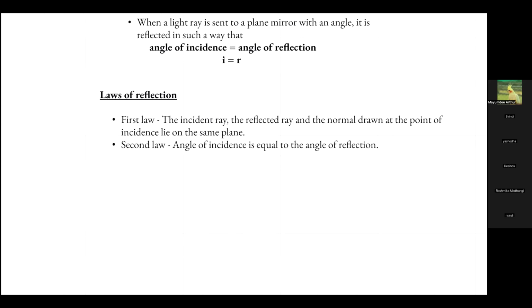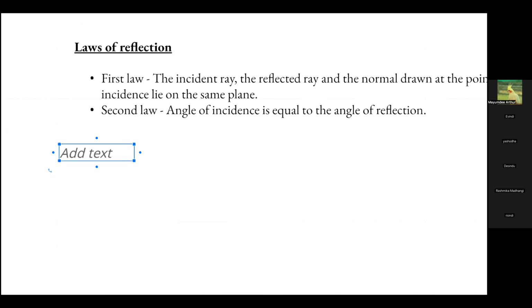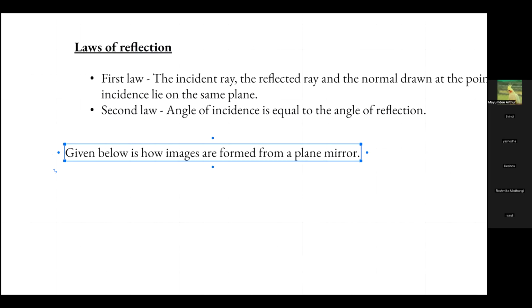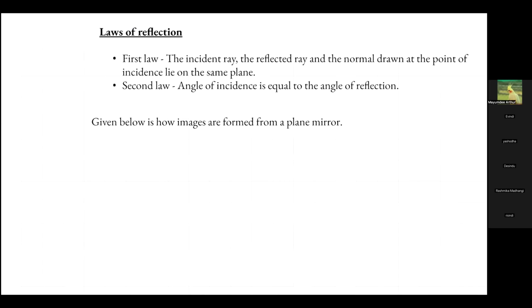Okay. Now, given below is how images are formed from a plane mirror. Can you see? Given below is how images are formed from a plane mirror. When you are drawing ray diagrams or anything relevant to light rays, if it is a straight line, please use a ruler. Other instances it's okay, but when it comes to light and ray diagrams, it is compulsory.